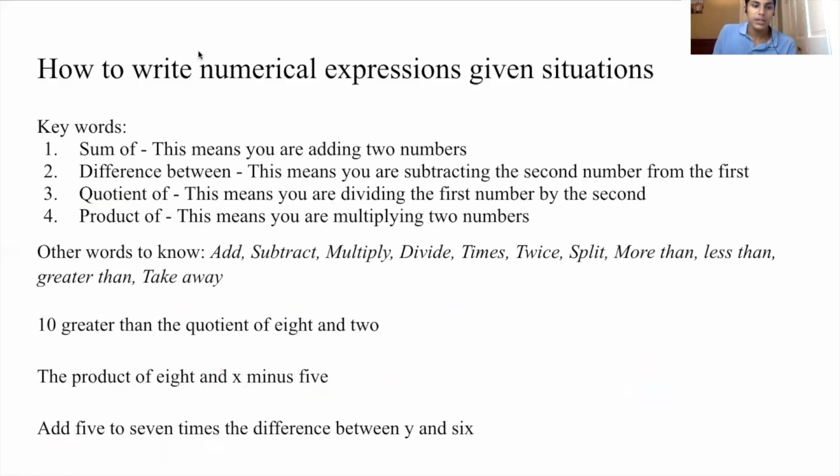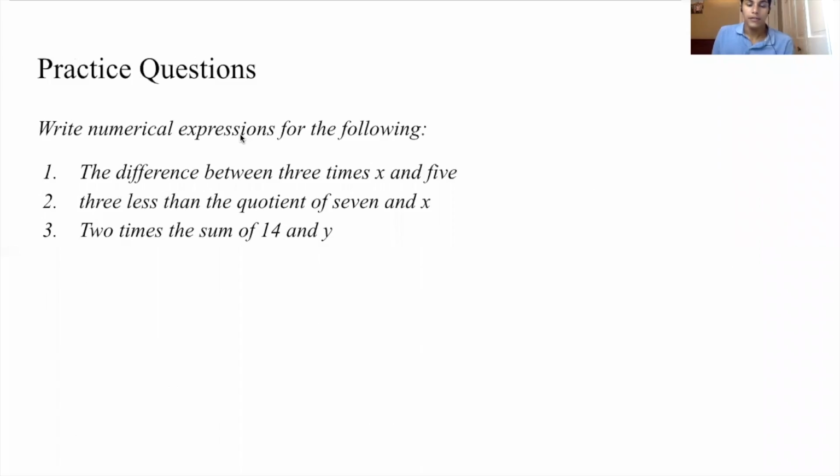All right, so now let's do some review questions. If you'd like to try them, I'll give you a few seconds to pause the video before I explain the answer. So here are the numerical expressions that are the answers to these 3 sentences where you have to write the expressions for them. 3x minus 5, 7 divided by x minus 3, and 2 times 14 plus y.